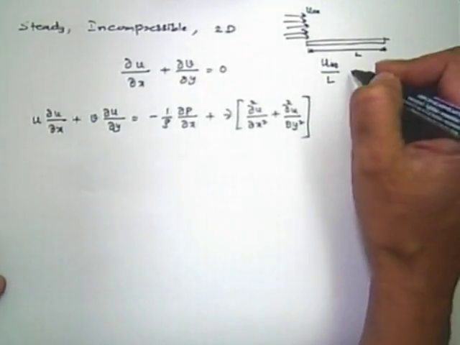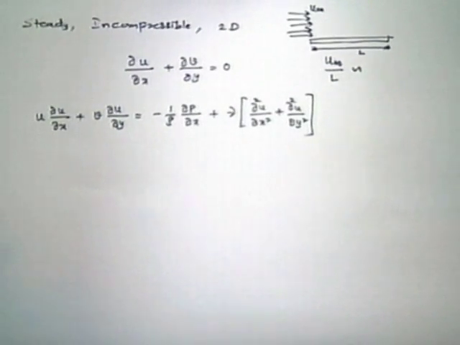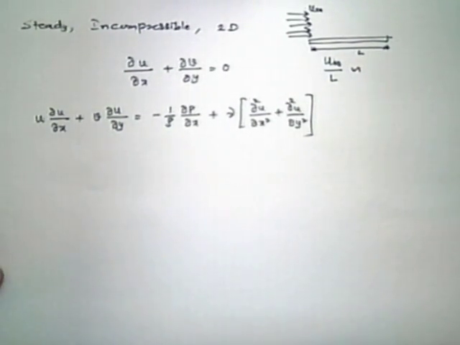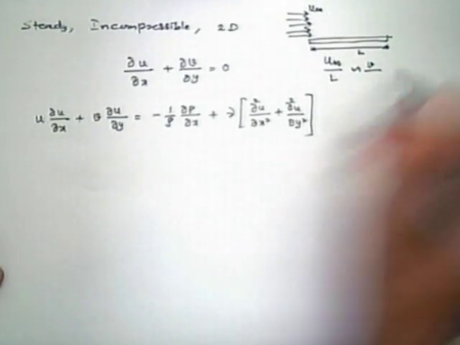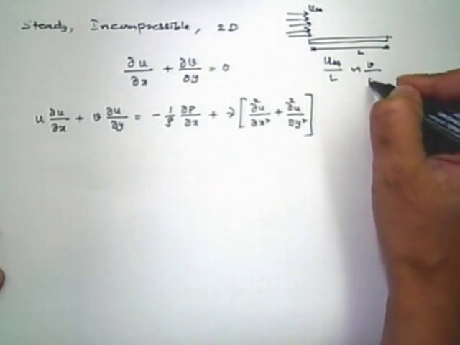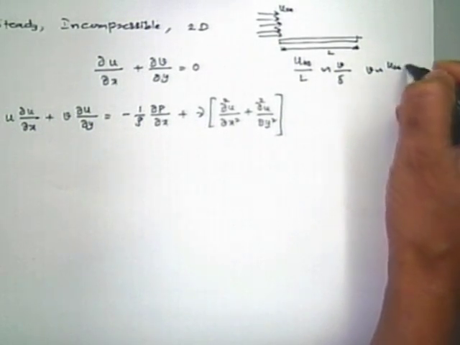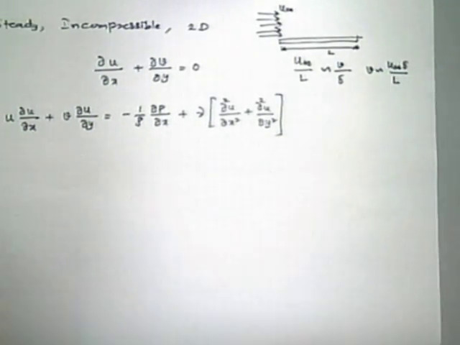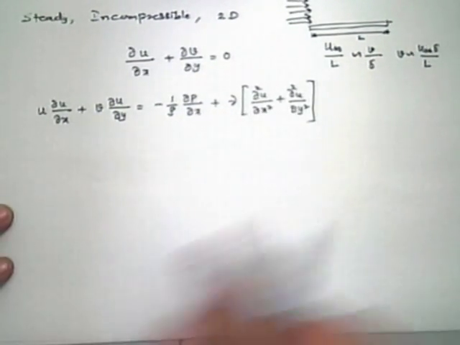Now, these two terms should be there, so what will be the scale of V? I do not know the scale of V. Let the scale of V be V only. What will be the scale of Y? What is the scale of Y? Boundary layer thickness delta. So, what is the scale of V now? U infinity delta by L. Okay? Now let us put the scales of each term.